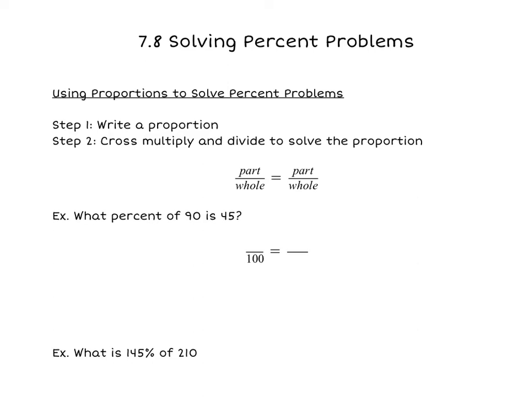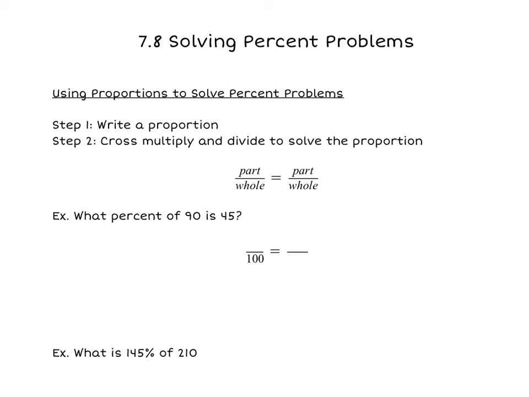So, solving percent problems. A couple different ways to do it. First way is using proportions. I feel like you guys seem to like proportions, some of you maybe more than others. But a proportion is a ratio equal to another ratio. So you have two ratios with an equal sign between. In our percent case, it's a part over a whole equals a part over a whole.